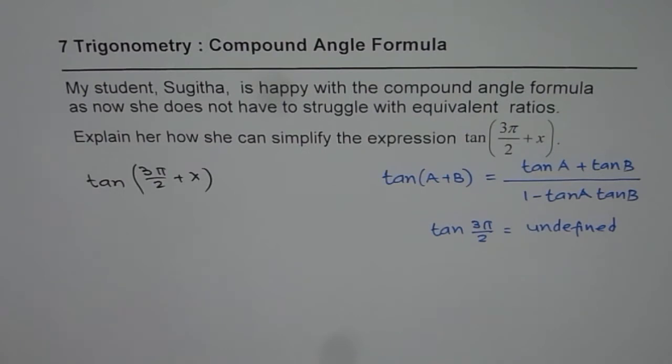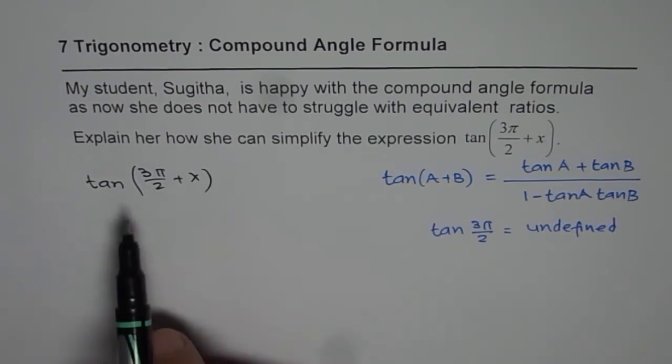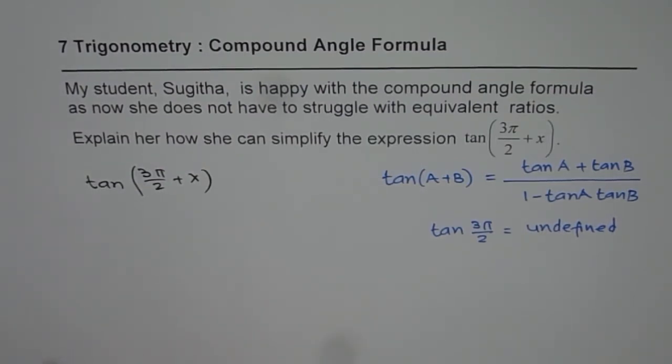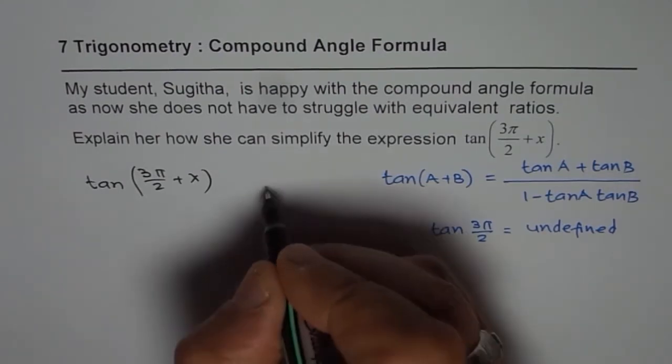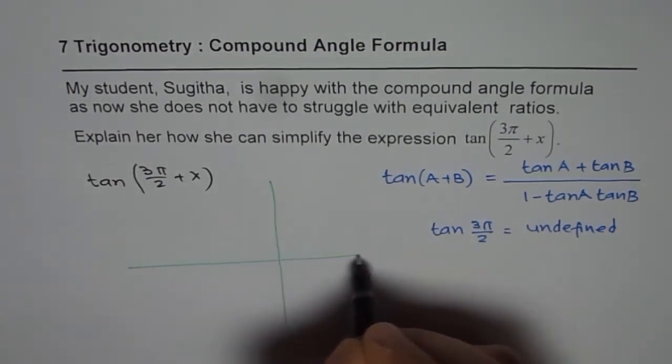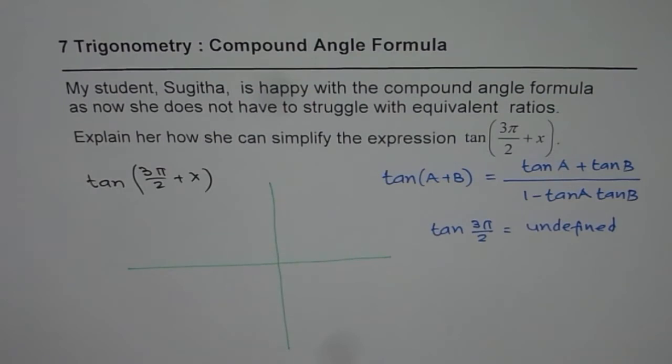So there are restrictions which I think is important for me to share with you, and that's the whole reason why I have this question here. Now the question is, how will you simplify this expression? So we have to go back to the equivalent ratios. Well, that gives me another opportunity to explain to you how to write equivalent ratios when 3 pi by 2 is involved. It is not very difficult, let me tell you that. Okay, I will show you two ways of finding the solution for this.